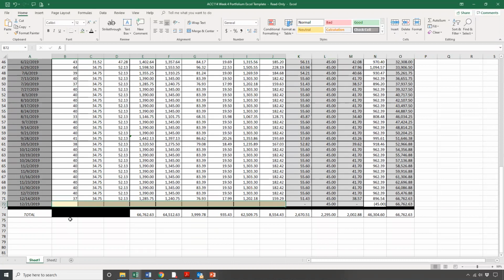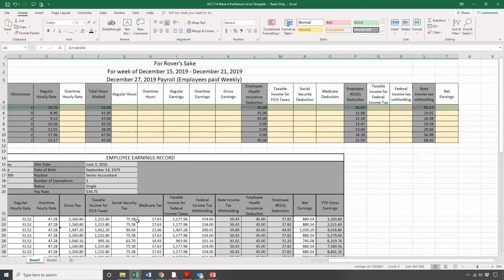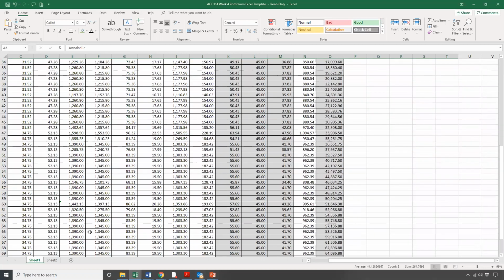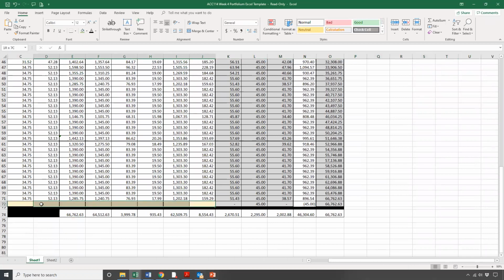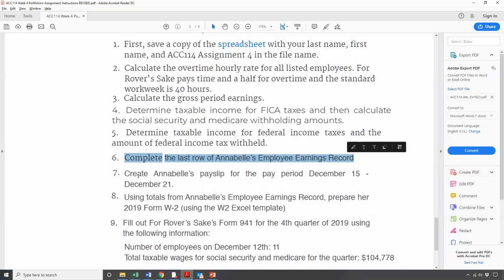So just one employee. You're only going to do the total earnings for one employee. Okay, so you're going to add to this line down here with the information from above. So all of this information in this line only. You're going to take down to Annabelle's personal record down here and fill in all this information for this payroll. Okay, just those yellow boxes. And then the next step says create Annabelle's pay slip for the pay period that we're working on right now.